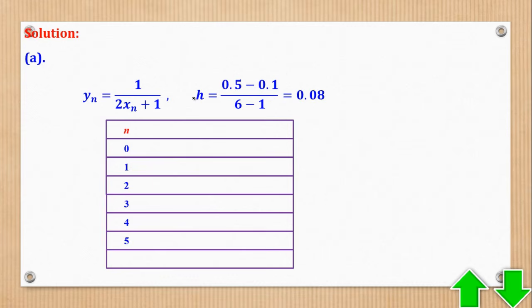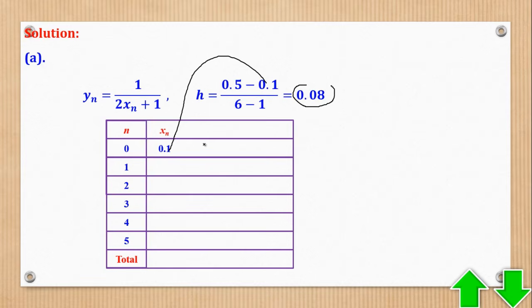The number of ordinates, remember they said there are 6, so there will be 1, 2, 3, 4, 5, 6. Those are the number of ordinates. The next is to get the values of x. Values of x, we start with the lower limit, which is 0.1. Then to get the rest, we keep on adding the strip width.